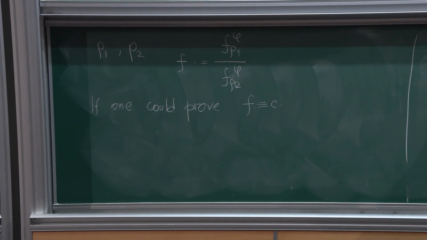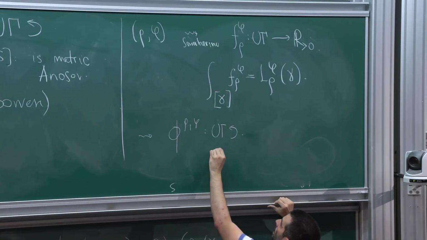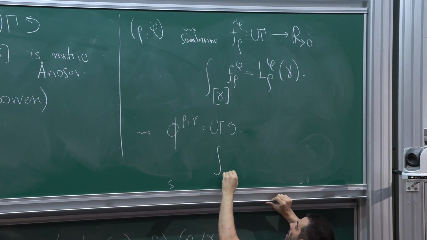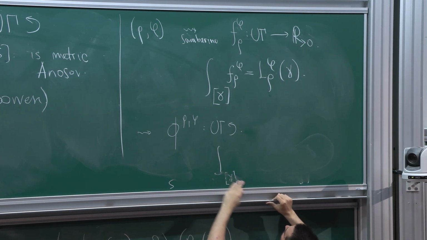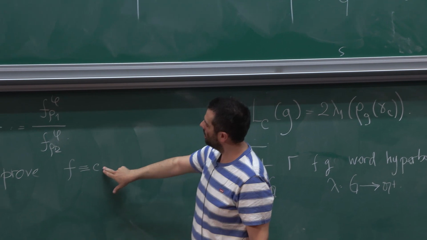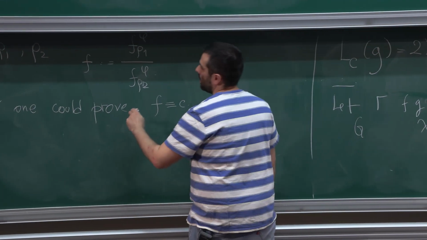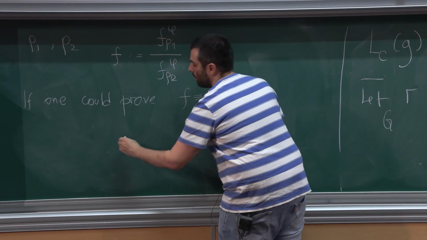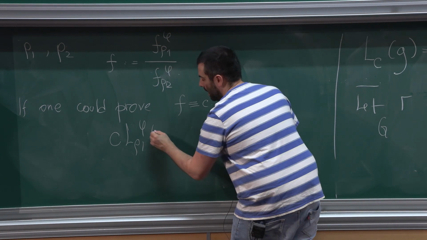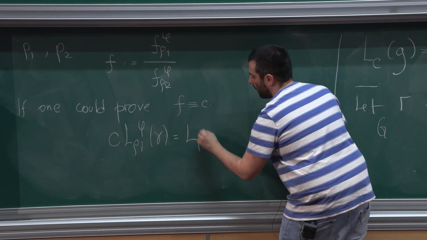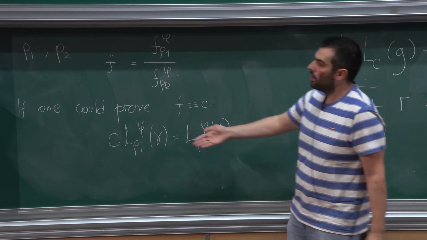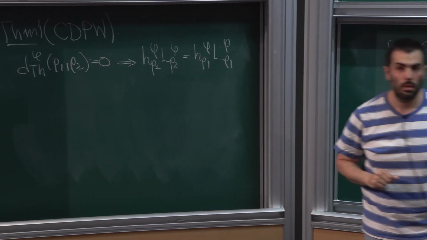then, because of this, let me write this down again. If I flow with this guy instead, so if we could prove that f is a constant, then by integrating along periodic orbits, we would get that this constant times the length of any periodic orbit should be the length of the second one. And this actually forces C to be the ratio of the entropies.